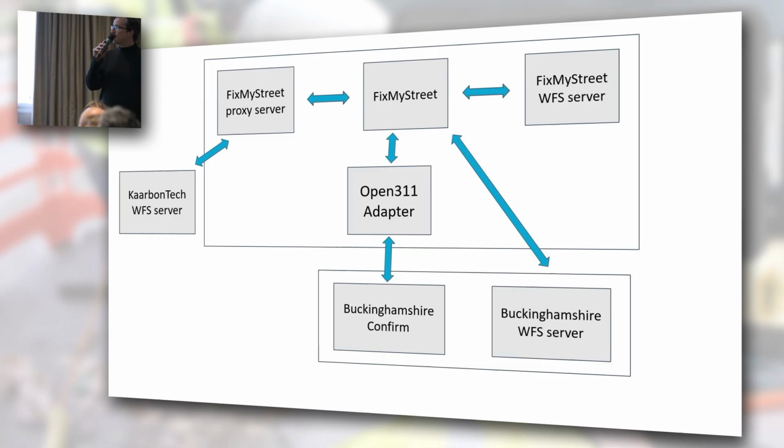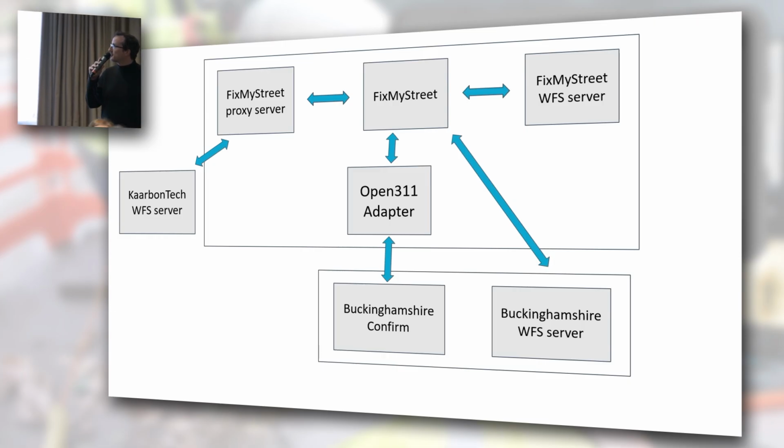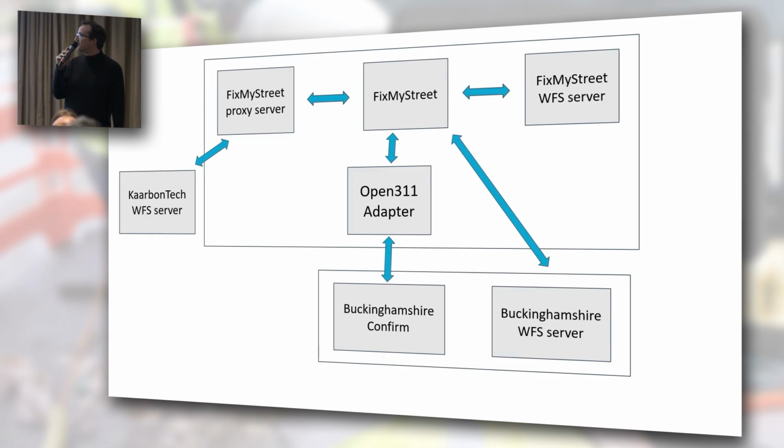Yes, this is a very simple overview of how FixMyStreet Pro talks to the various services involved in what Sally's just demonstrated to you. There's a few moving parts, but from the point of view of KaarbonTech, it's quite straightforward in that FixMyStreet talks via our own proxy server to KaarbonTech server when the right category is picked on the map, as Sally demonstrated. It fetches the junctions and the inspections from KaarbonTech server to display them on the map, including the last clean date that Buckinghamshire were after.